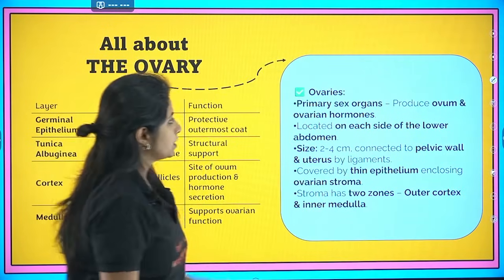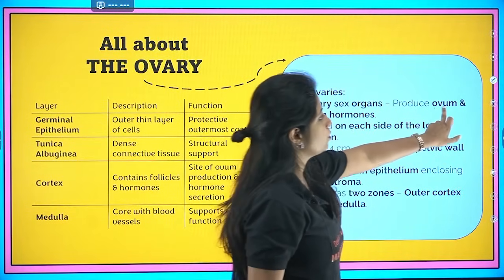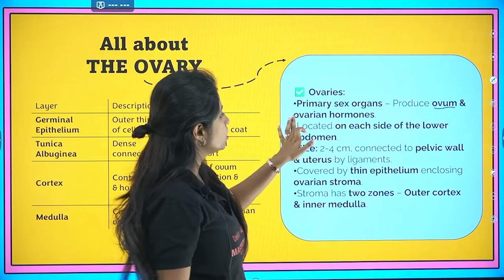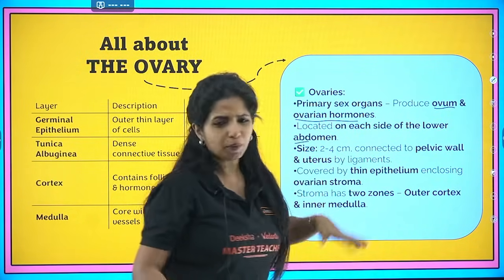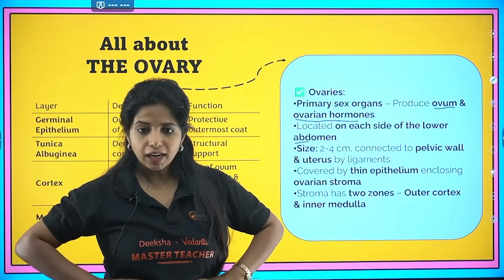So over here it's known as primary sex organ. Why? Because it produces ovum, that is the egg, and also the ovarian hormones. Fine. It is located on each side of the lower abdomen, or basically the pelvic region. Each side of the lower abdomen.